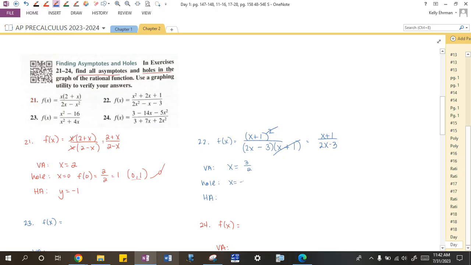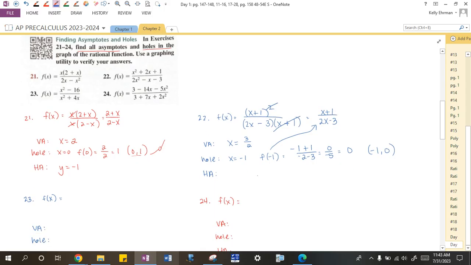The hole is at x equals -1. And again, I want to find the height, the actual ordered pair for the hole. So plug -1 into f of x, the simplified version. So -1 plus 1 over, plug in -1, -2 minus 3. You get 0 over -5. 0 over any non-zero number is 0. So there's a hole in the graph at (-1, 0). What that means is, even though we might first find that there's an x-intercept at -1, actually that's a hole in the graph. And horizontal asymptote, this is a tie, y equals 1/2.